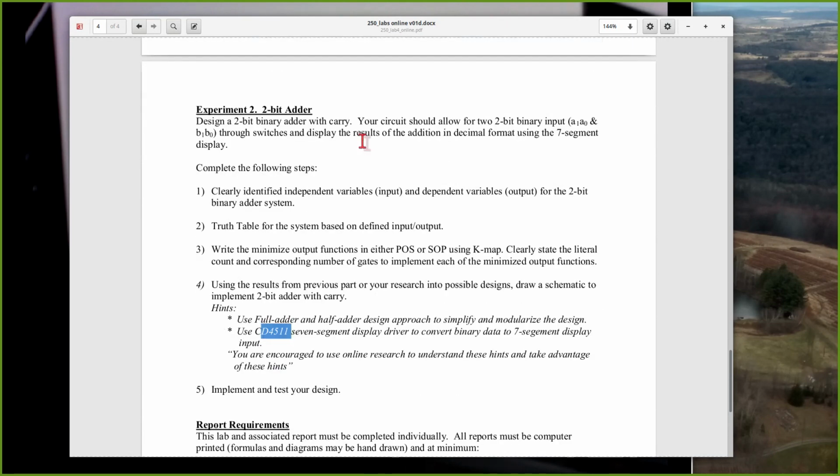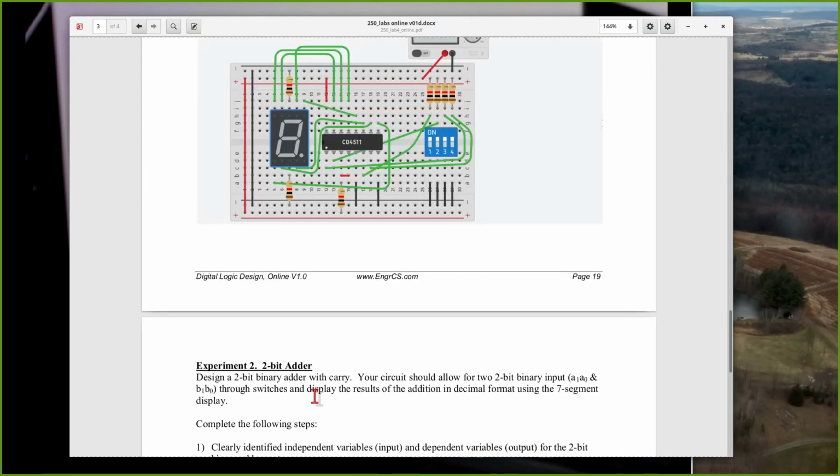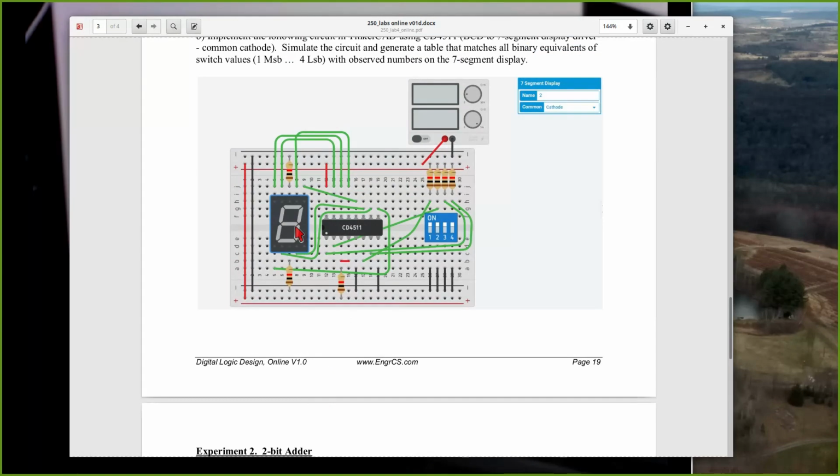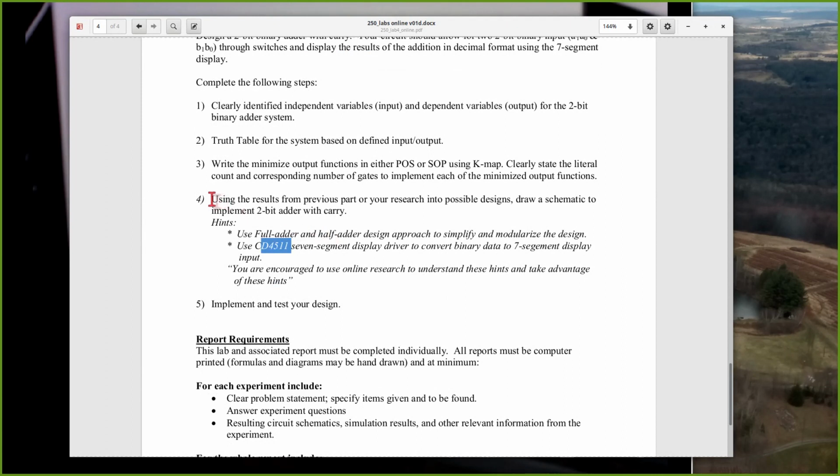Awesome. All right, and then someone asked about experiment 2, part 4. Draw a schematic to implement the 2-bit adder with carry, and then implement and test your design. So your design goal is to allow two 2-bit binary inputs, perform addition, and then display the result in decimal format using a 7-segment display. So step 5 here is going to include not only the circuit that you're developing throughout experiment 2, but also this decoder chip, the 7-segment display, the resistors for the common lines, and so on and so forth. Your schematic that you include in step 4 has got to match what you implement in step 5. So the short answer is yes. The schematic should include the 7-segment decoder and the display.